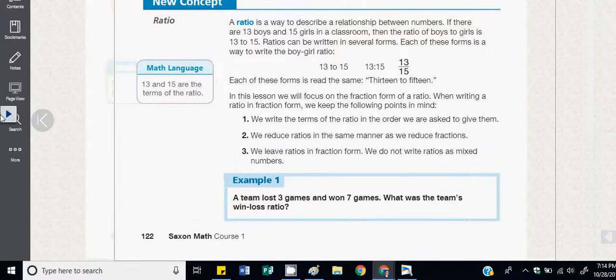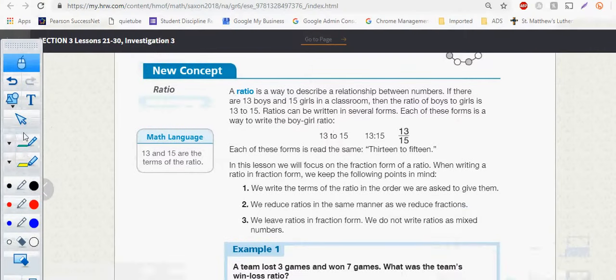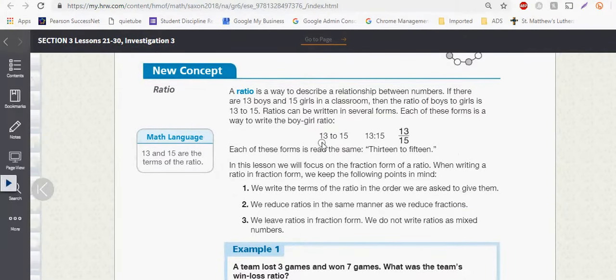What do you know about ratios? Have you done these before? A ratio is a way to describe a relationship between numbers. They can be written any of three ways. You can use the word to, 13 to 15. You can use a colon, which looks like a time, but it's not 13:15 o'clock. It's saying 13 to 15.